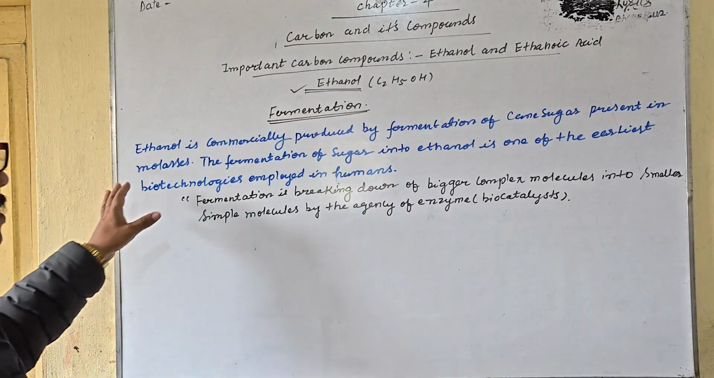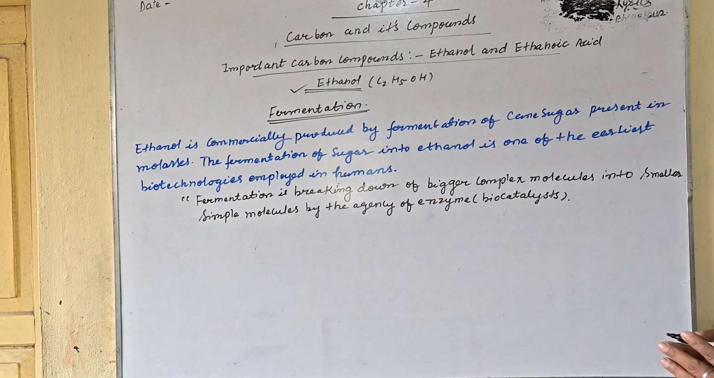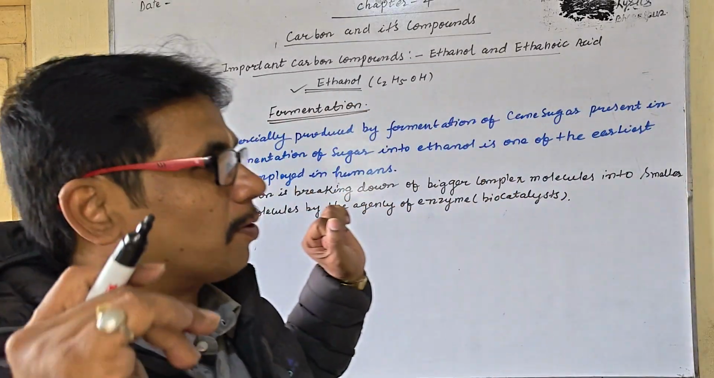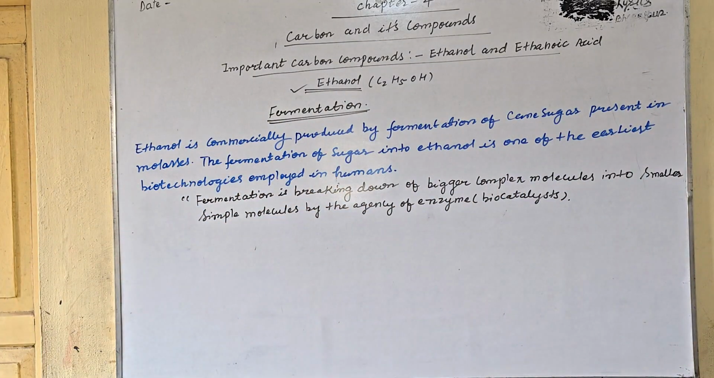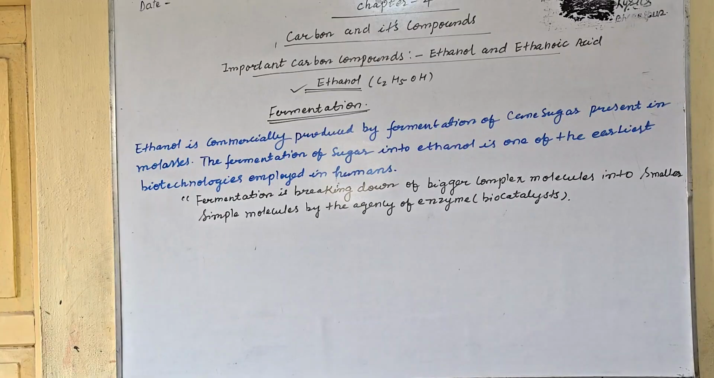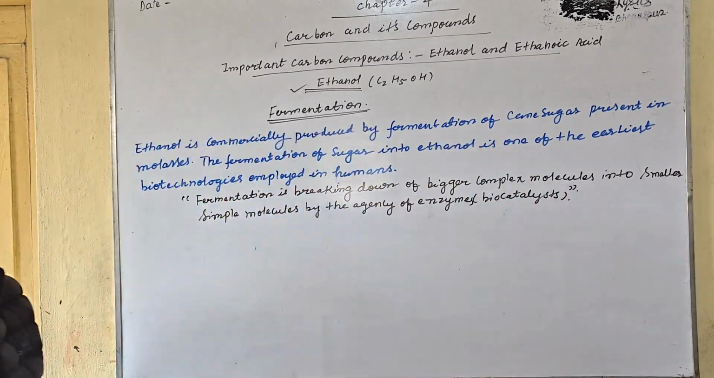So my dear student, ethanol is commercially produced by fermentation of cane sugar, present in molasses. The fermentation of sugar into ethanol is one of the earliest biotechnologies employed by human beings. So it is a very old process. Fermentation is the breaking down of bigger complex molecules into smaller simple molecules by the agency of enzymes, that is the biocatalyst. So my dear students, this is the fermentation of any substance.